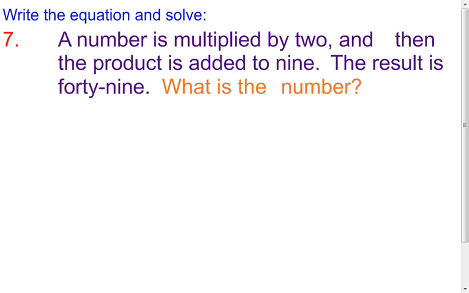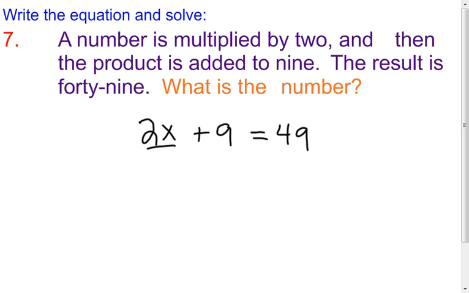All right, and then the last one like this. A number is multiplied by 2. So a number, I don't know that number, it's multiplied by 2, so I will say 2x. Then the product, this is the product right here. 2 times x is 2x. That product is added to 9, and again, I could put the 9 on the other side, that's fine. The result is 49. Okay?